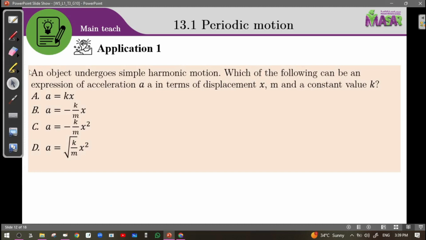Okay, let's start solving some applications regarding this topic. An object undergoes simple harmonic motion. For simplicity, we're gonna use the letters SHM to represent simple harmonic motion. Which of the following can be an expression of acceleration a in terms of displacement x, mass m and the constant value k? We know that the acceleration and x, k and m are related to each other with this equation: a is equal to minus k over m times x. So the correct answer will be B.